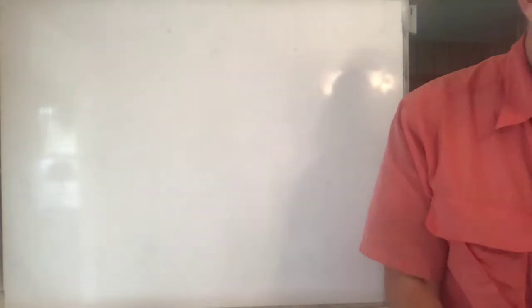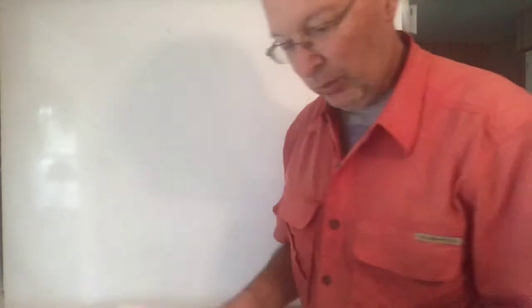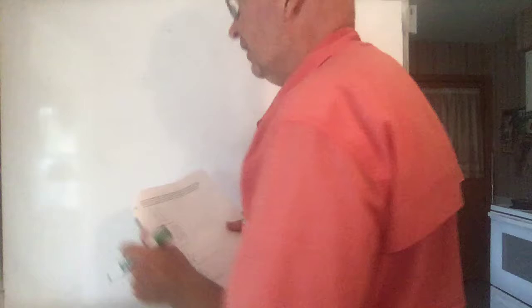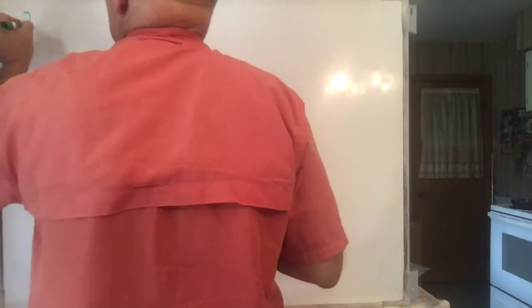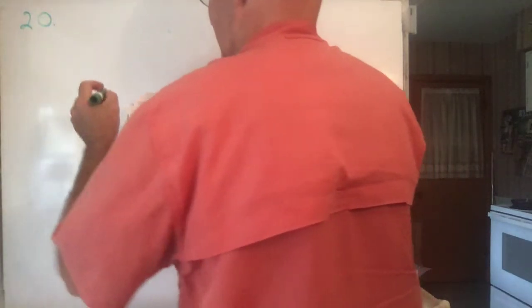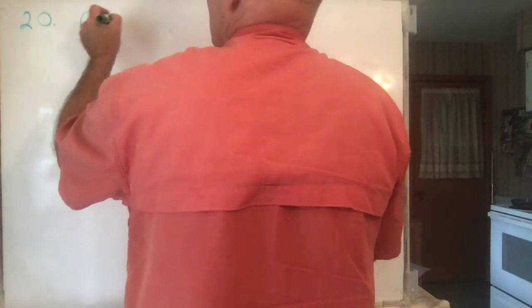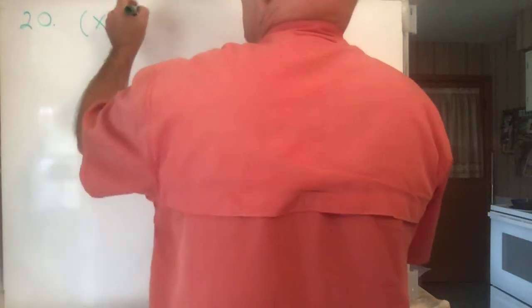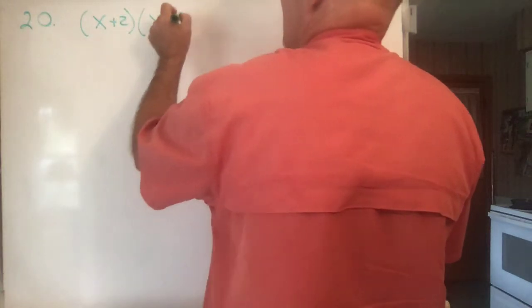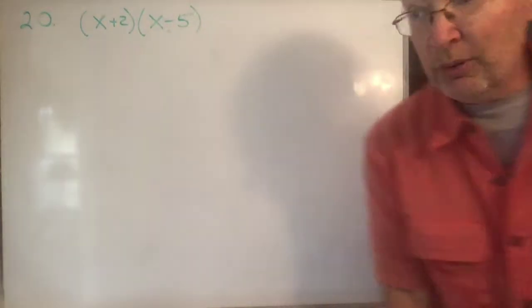Okay, here's problems 21 through 30 on the midterm. So, 21. Let's start with 20 again, just for a little bit of overlap, since they're kind of connected. 20 said to multiply x plus 2 times x minus 5. Okay, so remember how to do it.